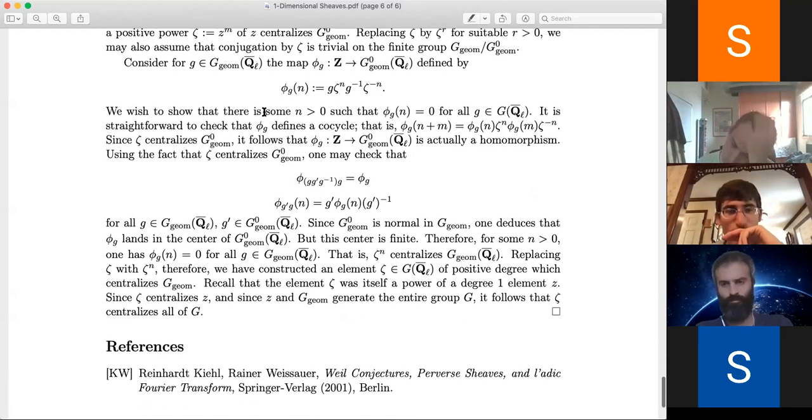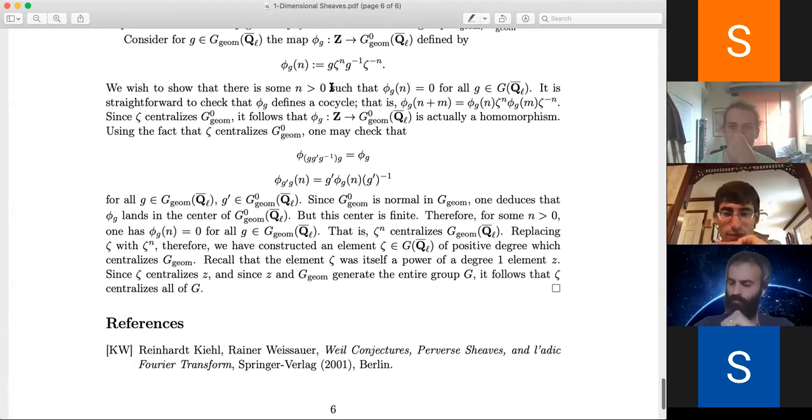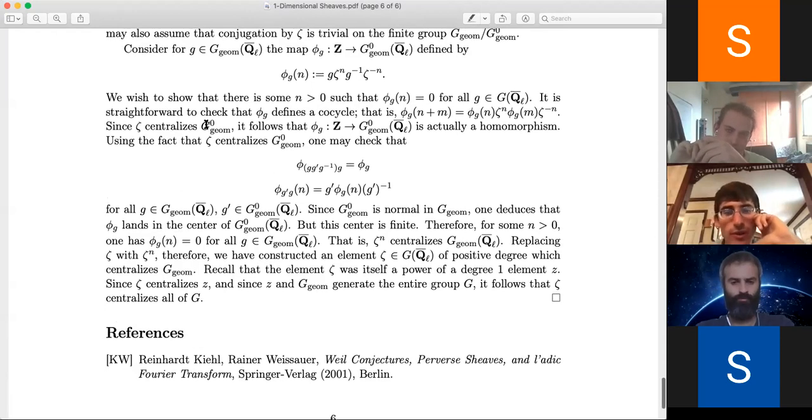Okay, so now it's just a straightforward calculation to see that phi G defines a cocycle, which is to say phi G of n plus m is phi G of n times n acting on the image of m, which is to say zeta to the n conjugating phi G of m. This is just a calculation, it doesn't really use anything. Since zeta centralizes the identity component of the geometric monodromy, this conjugation is trivial because phi G lands in the identity component. So conjugation does nothing, and that exactly says that phi G is a homomorphism.